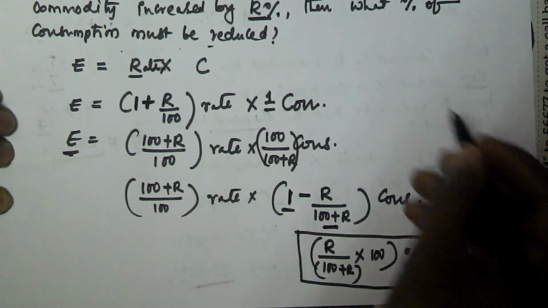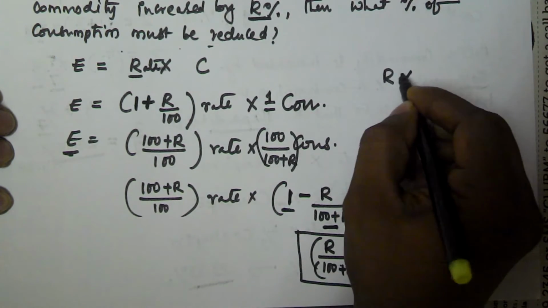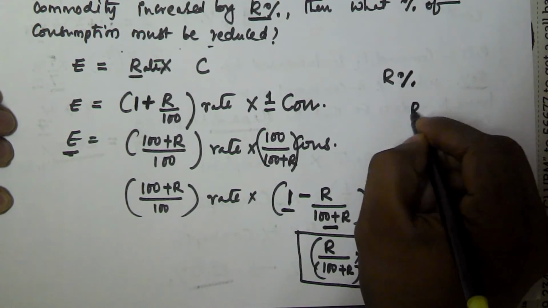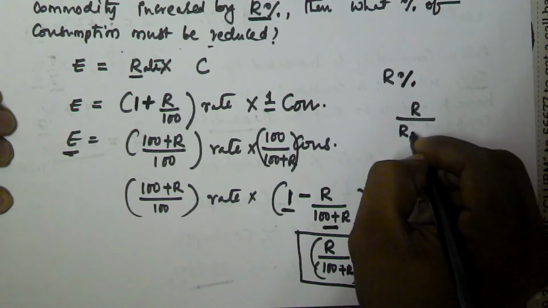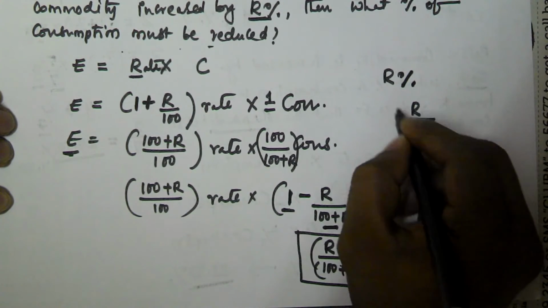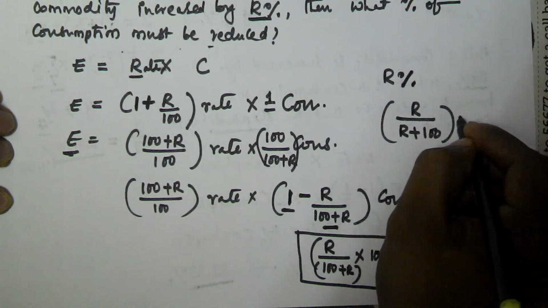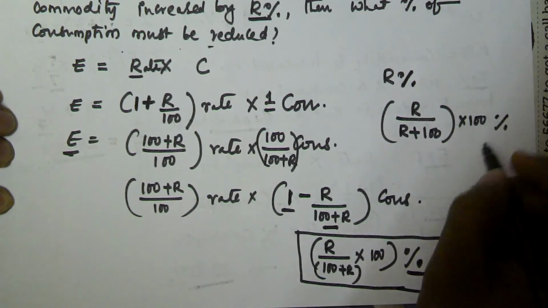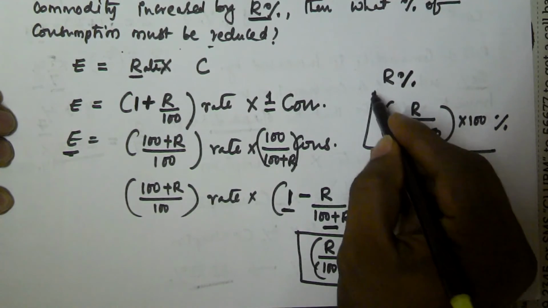So if the rate of the commodity is increased by r percentage, then we have to reduce our consumption by r by (100 plus r) into 100 percent, so that the expenditure will be constant.